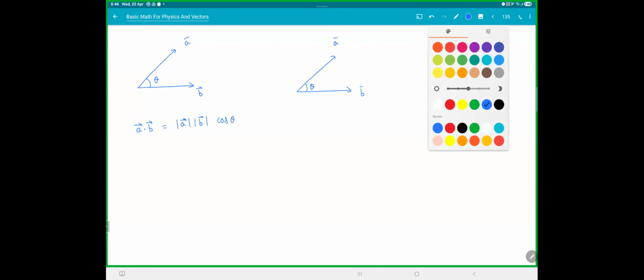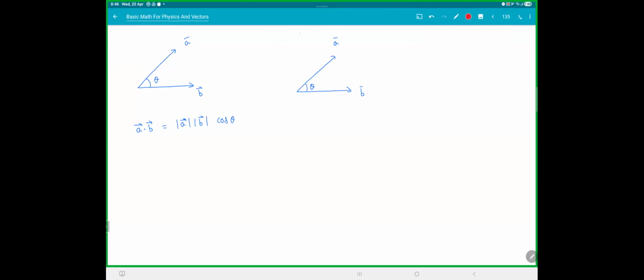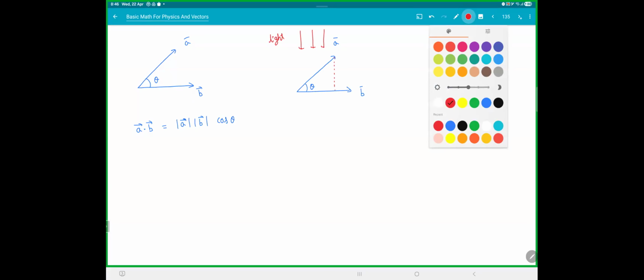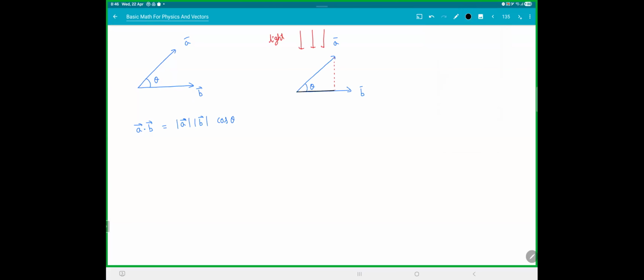Think of it like this. Let's say someone shines a light this way. You're shining some light. When you do this, you get a shadow. So this black line which I'm drawing here is the shadow of A bar on B bar, which is nothing but A cos theta. So this is the shadow of A bar along B bar.